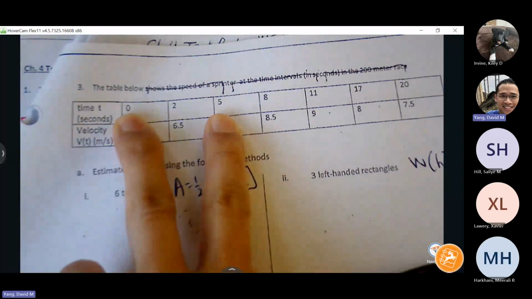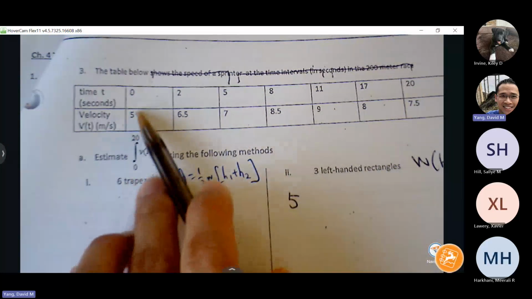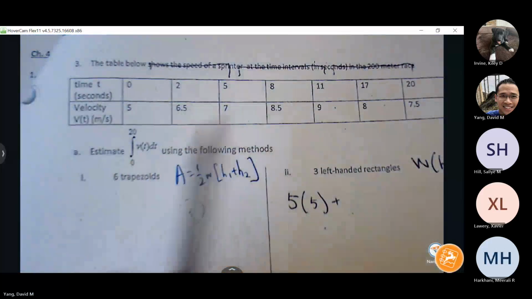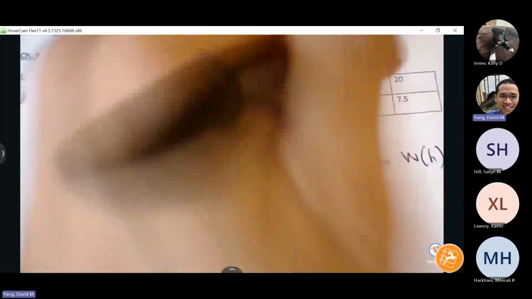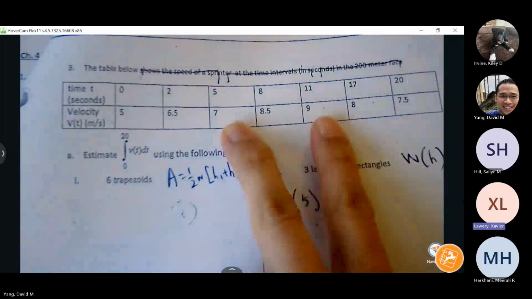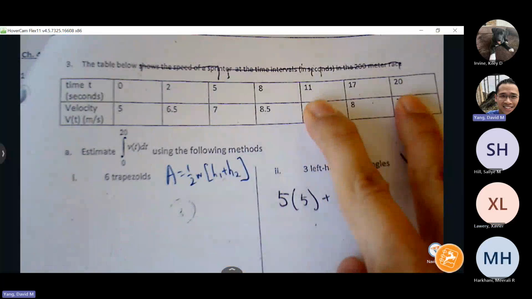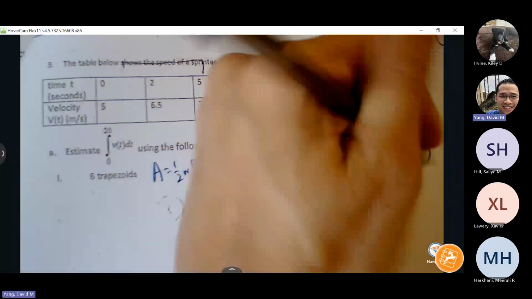Okay. What's the width of my first rectangle? 5, right? 5 minus 0 is 5. Okay, which height are we going to choose? 5, right? This is the height. Second rectangle, 6. How do you know which height to choose? Height is 7. Final, 9. And the height is 9 as well.